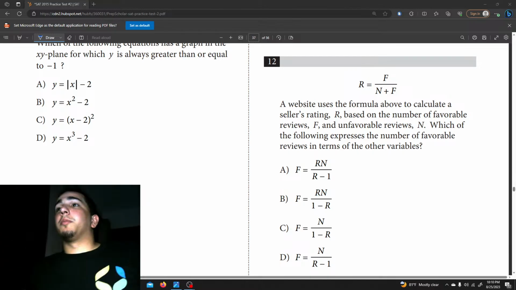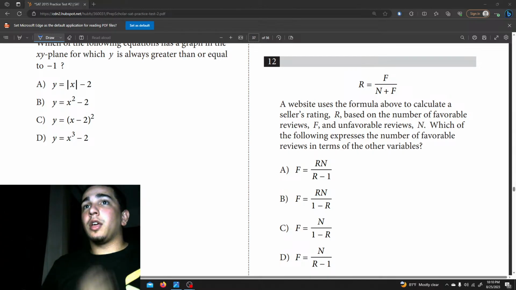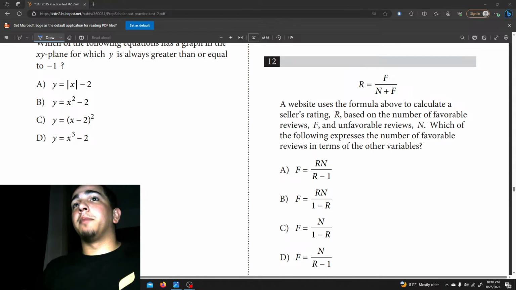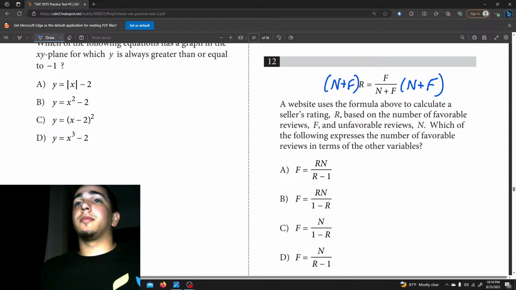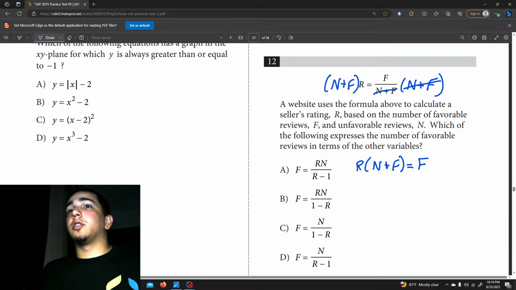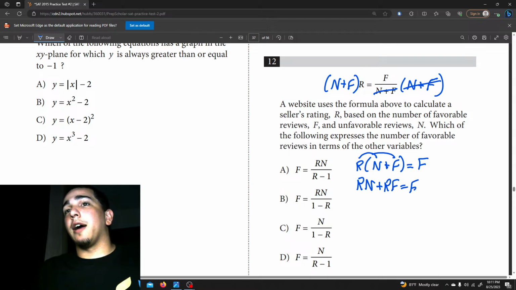Alright, I'll go ahead and go through number 12. We have r equals f over n plus f. The first step is to multiply each side by the denominator on the right. So we're going to multiply both sides by n plus f. This will give us r times n plus f is equal to, and then n plus f both cancel. And that will leave us with f. Next, we're going to distribute the r. This will give us r times n plus r times f equals f.